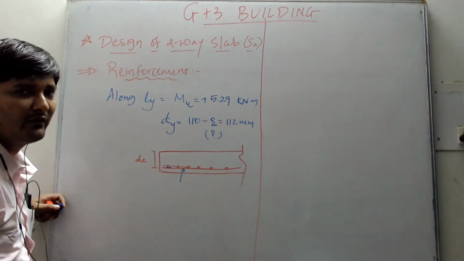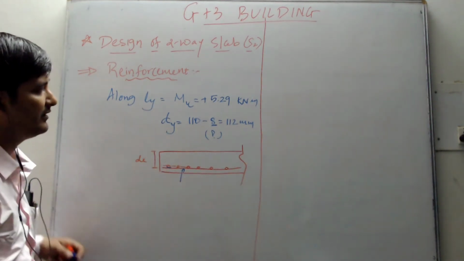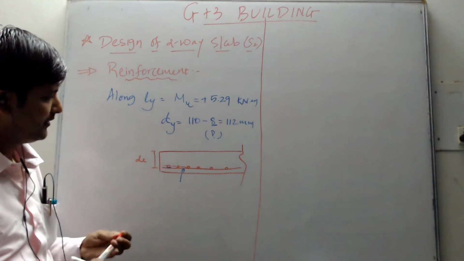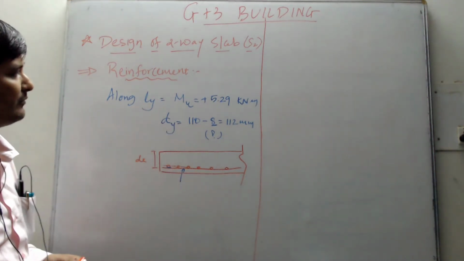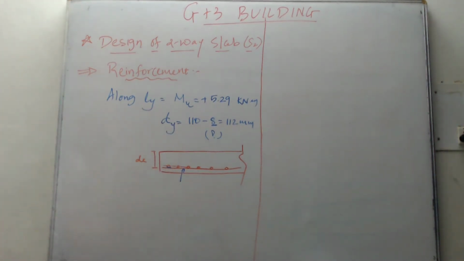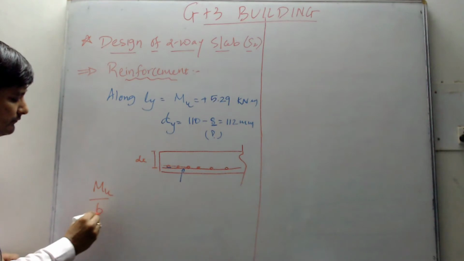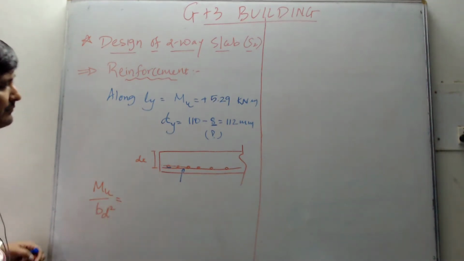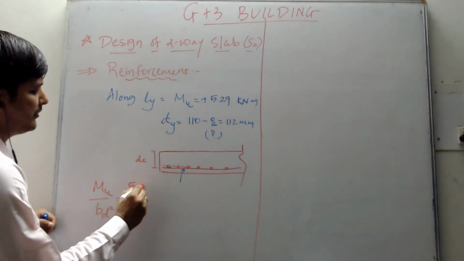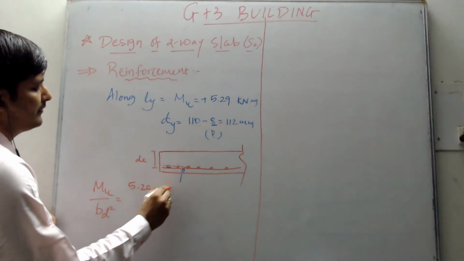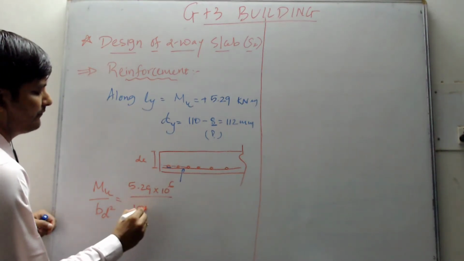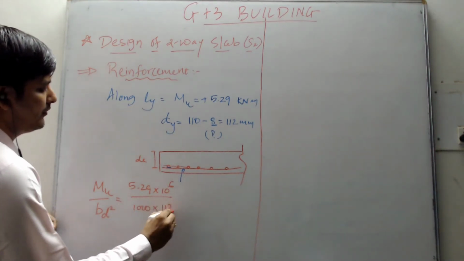If you have any doubts in this, you can ask in the chat box. I'll try to explain it, right? So this is how 8 is to be deducted from this. Now all the other steps will remain the same. We need to calculate Mu divided by BD square. Mu is 5.29 multiplied by 10 raised to 6 divided by 1000 multiplied by 102 square.